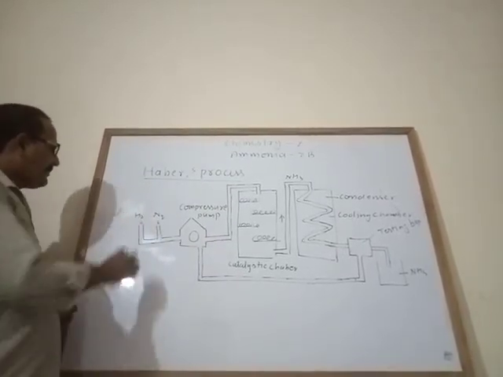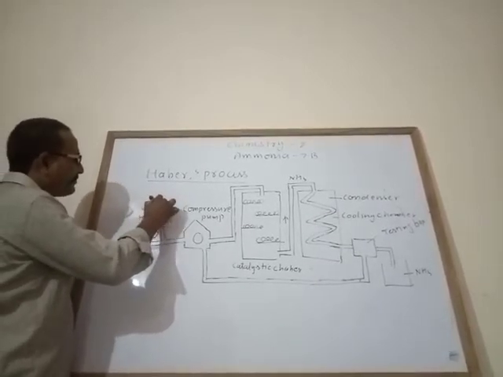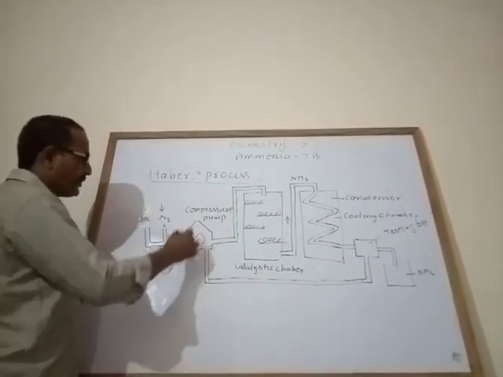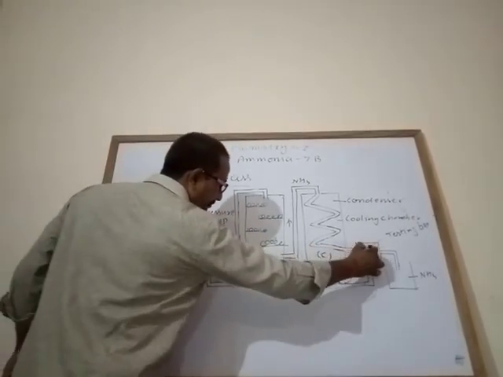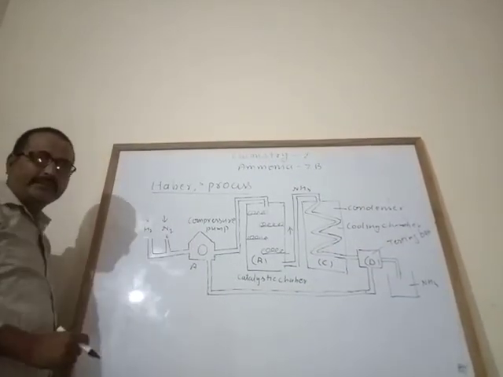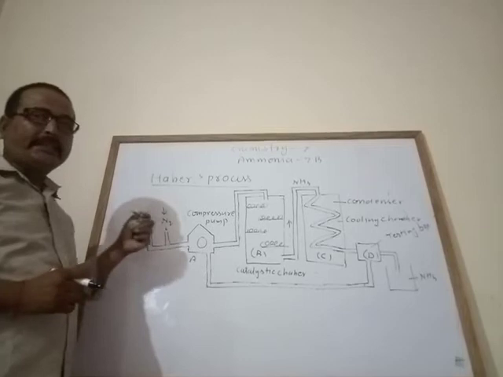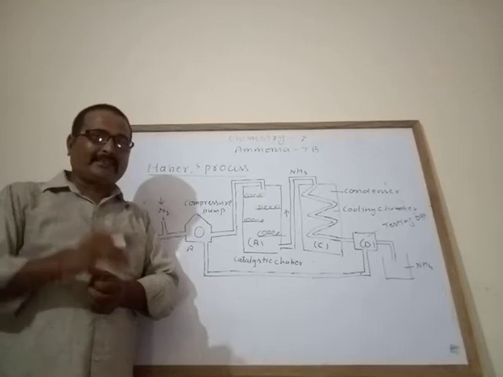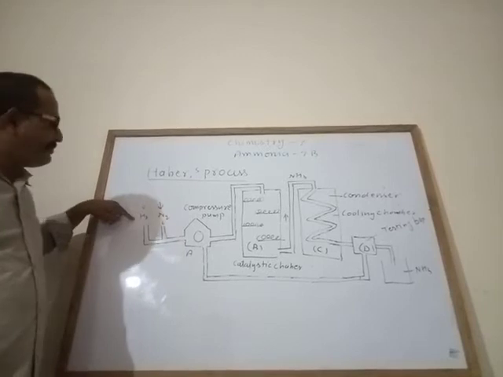See that here, the source of hydrogen and nitrogen. Each point has some question. Suppose this is A, this one B, this one C, this one D. Different chambers are there. What are the sources of hydrogen and nitrogen? See that hydrogen we can prepare by Bosch process. In 9th class you have already studied it from water gas. Means hydrogen can be prepared from the Bosch process.